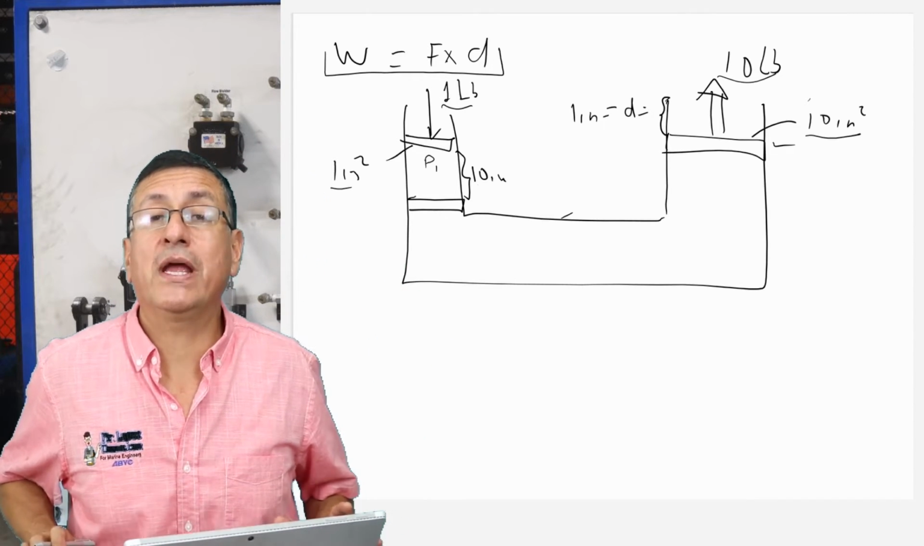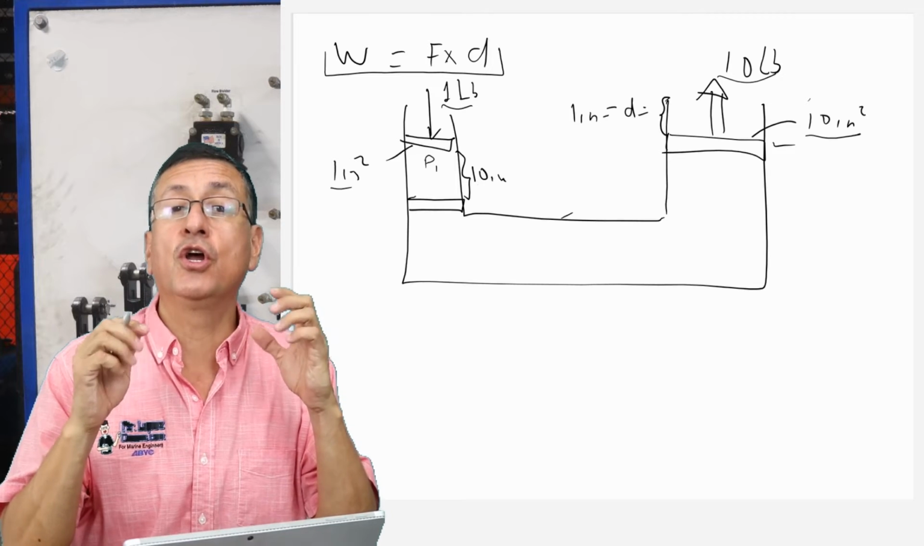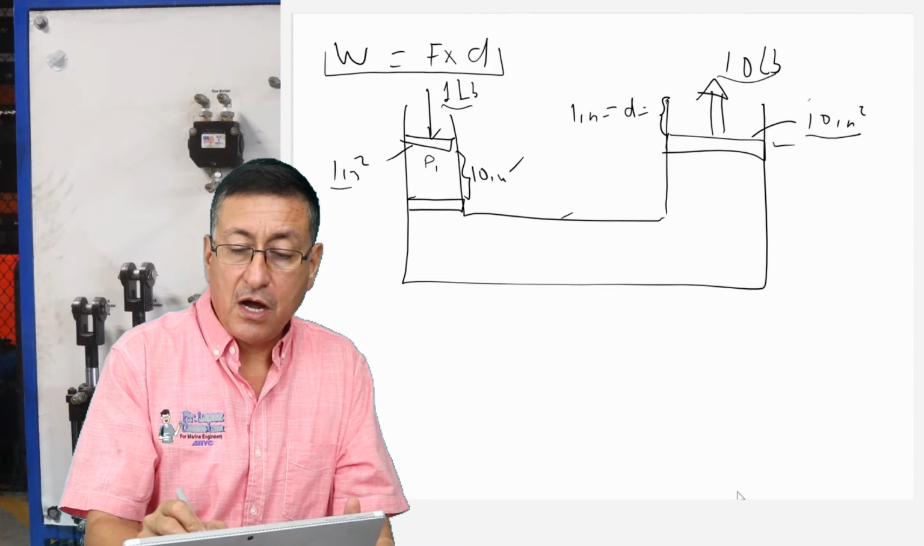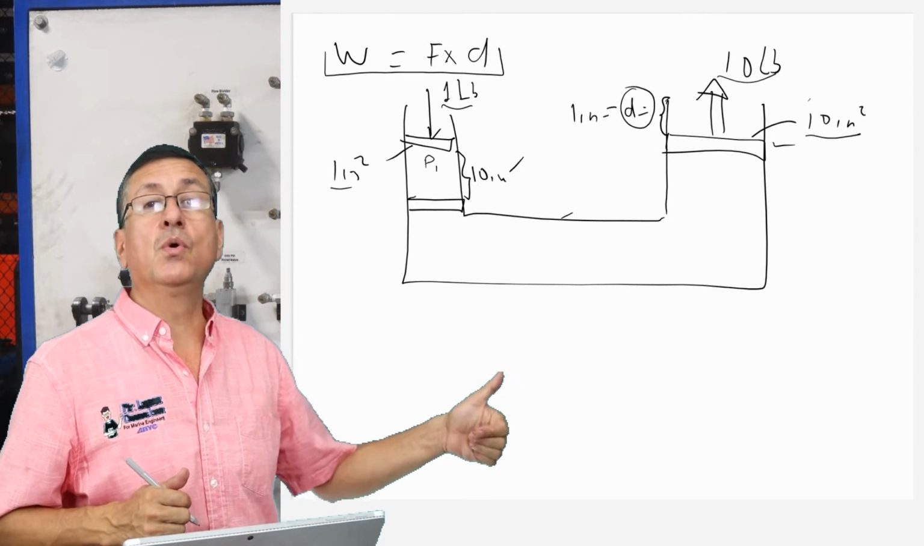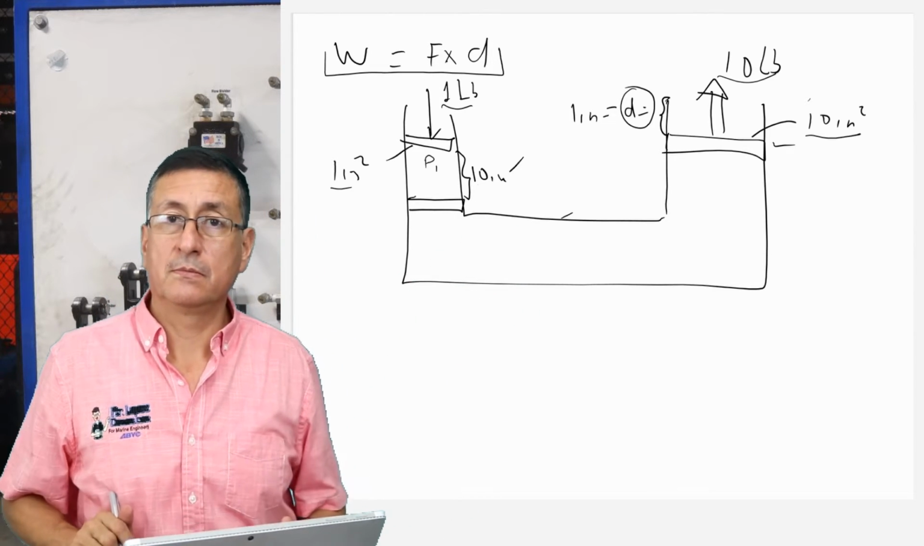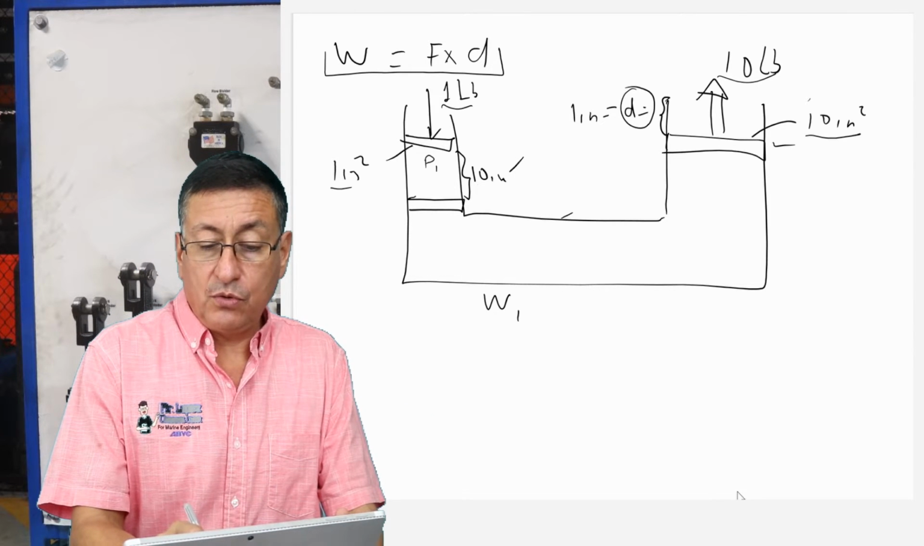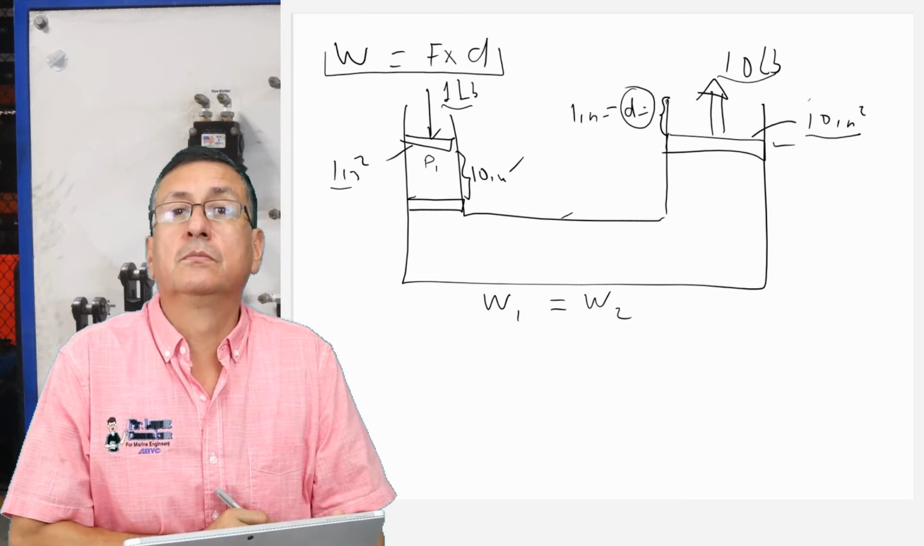But right now, we are going to use the concept of work to calculate: if piston number 1 moves a distance of 10 inches, how much is the distance that piston number 2 is moving up? Okay, the work in position number 1 should be equal to the work in position number 2.